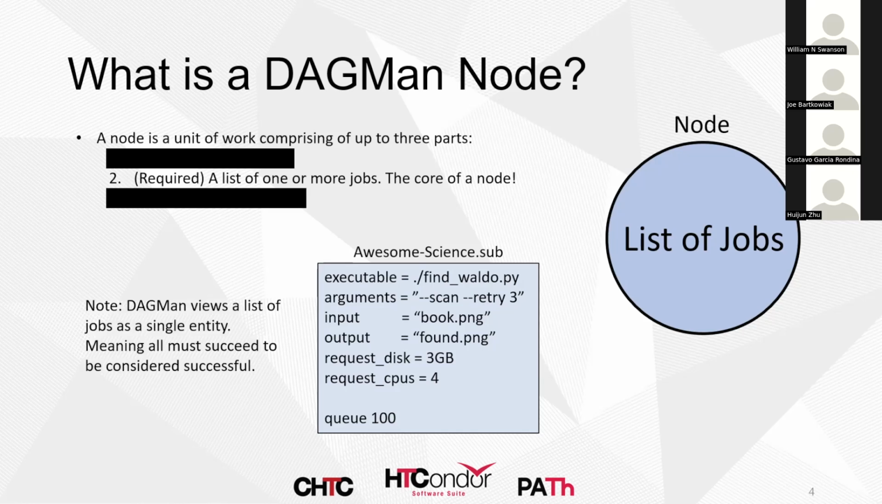While we do allow a list of jobs, 1 or more in a single submit file and a DAG node, it is important to know that DAGMan views this entire grouping as a single entity. It's all in, all or nothing. If one of them fails, that entire list is considered failed. So that is a cautionary tale. We do recommend that you still live with the old behavior of a DAGMan node is a single job.